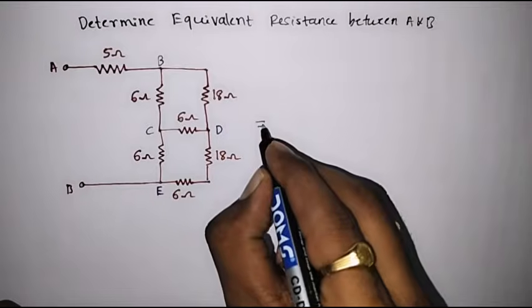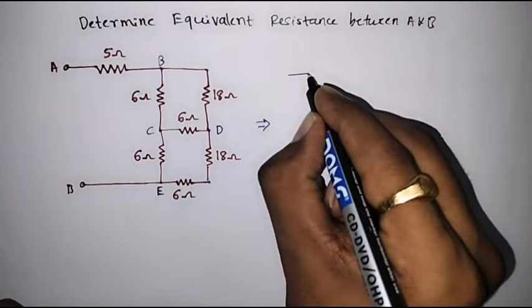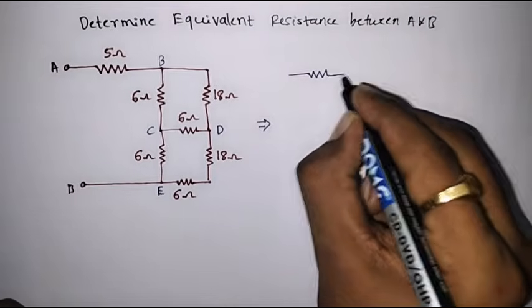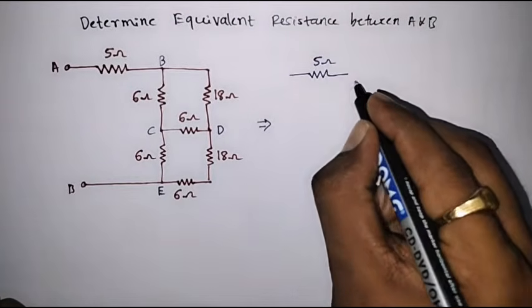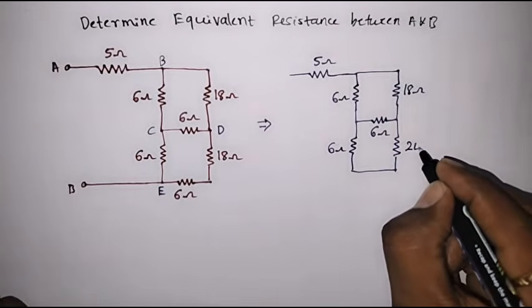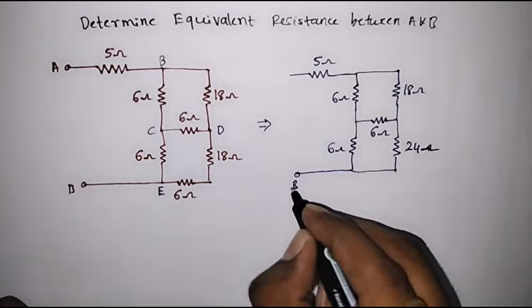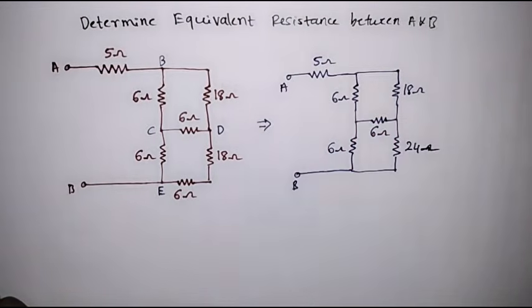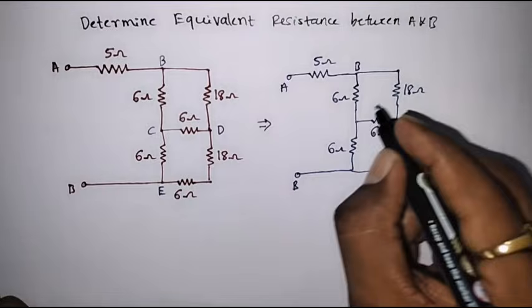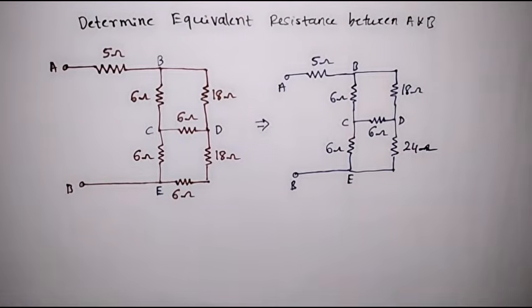Now I'll redraw this circuit. The 5 ohm resistor is kept as it is. Here this is 18 plus 6, that is 24 ohm. This is B terminal and A terminal. This is node B, C, D and E.